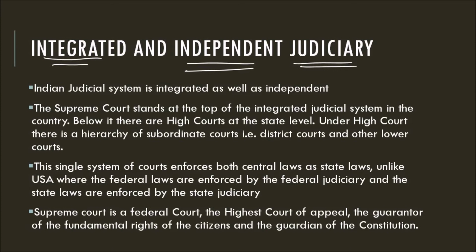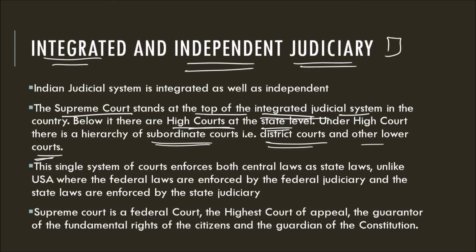In India's judicial system, the Supreme Court stands at the top of the integrated judicial system. Below it, there are high courts at the state level, and under the high courts, there is a hierarchy of subordinate courts, that is the district courts and other lower courts. So there is a Supreme Court at the top, under which there are high courts at state level, and under the high courts, there are subordinate courts like district courts and other lower courts, right? This single system of courts enforces both central laws and state laws.